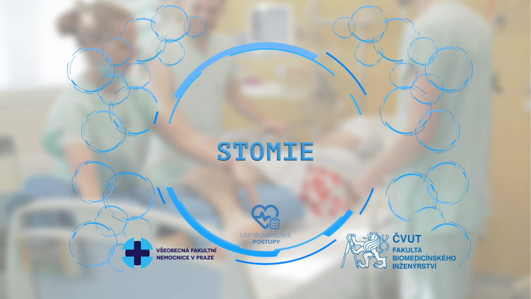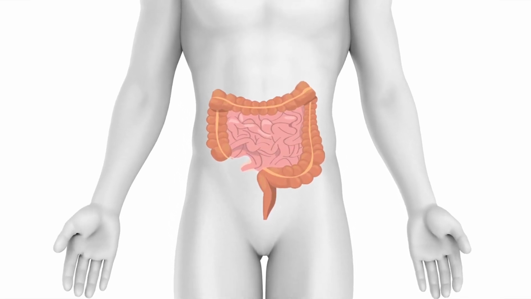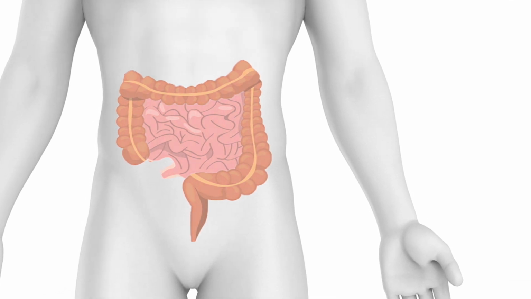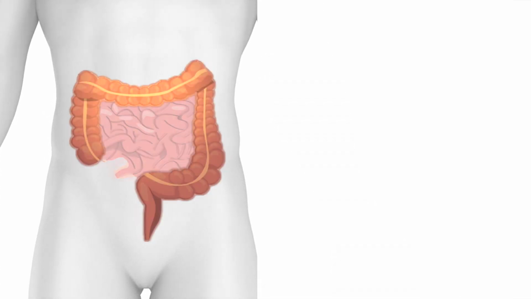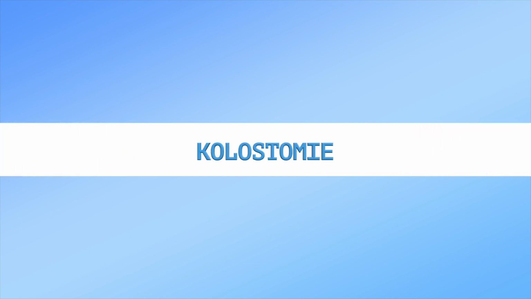A stoma, or an artificial opening, is the surgical exteriorization of a hollow organ onto the surface of the body. Most commonly, it involves bringing out the large or small intestine or urinary tract onto the abdominal wall. Stomas created from the large intestine are collectively referred to as colostomies. Colostomy is the most common type of stoma.